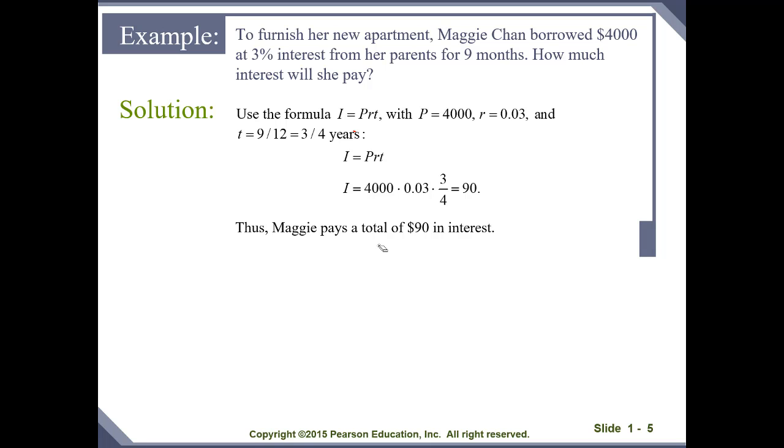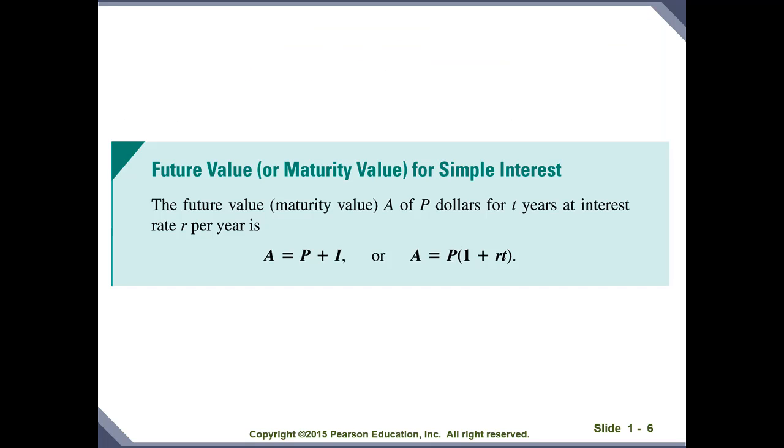So Maggie pays a total of $90 in interest. That's the question asked here. But another question might be, how much will she pay altogether? That would be $4,090, because remember, she's paying back the original amount also. And that's the future value formula.